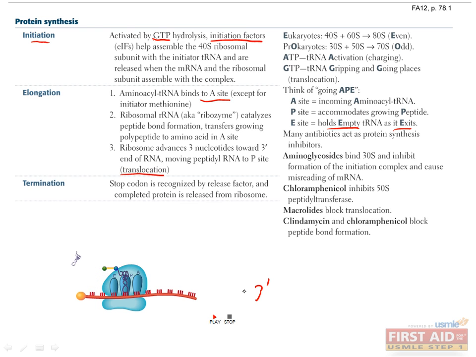The ribosome goes through this process over and over again until it eventually reaches a stop codon. This is recognized by a release factor, which allows the protein to leave the ribosome.